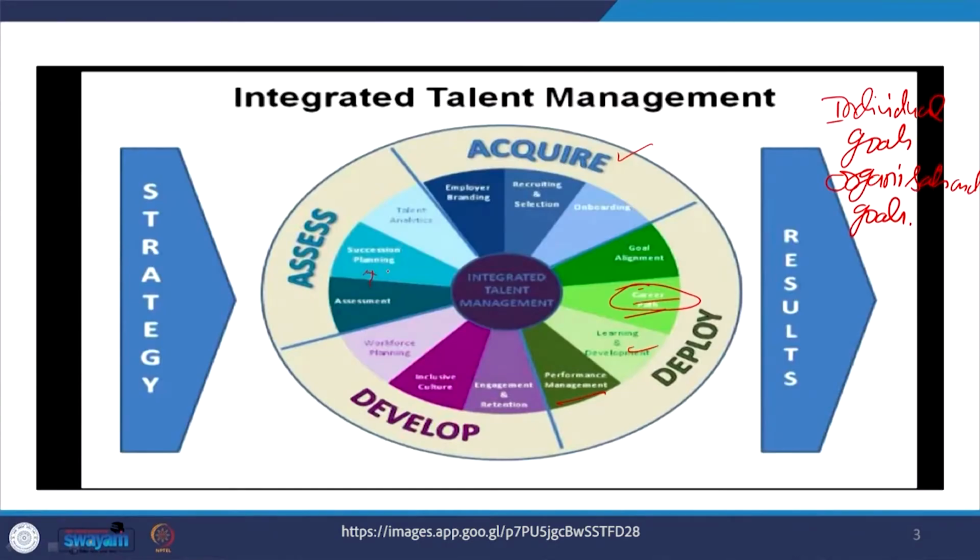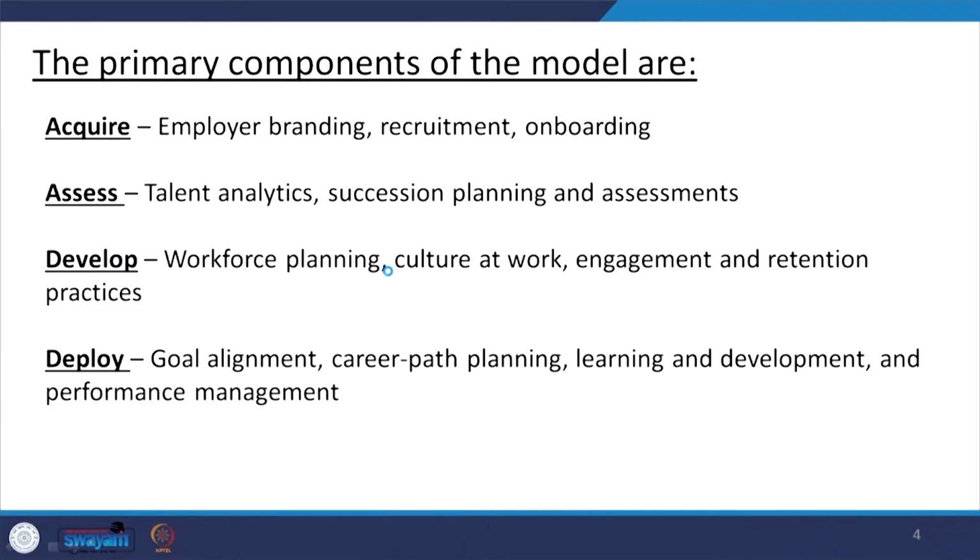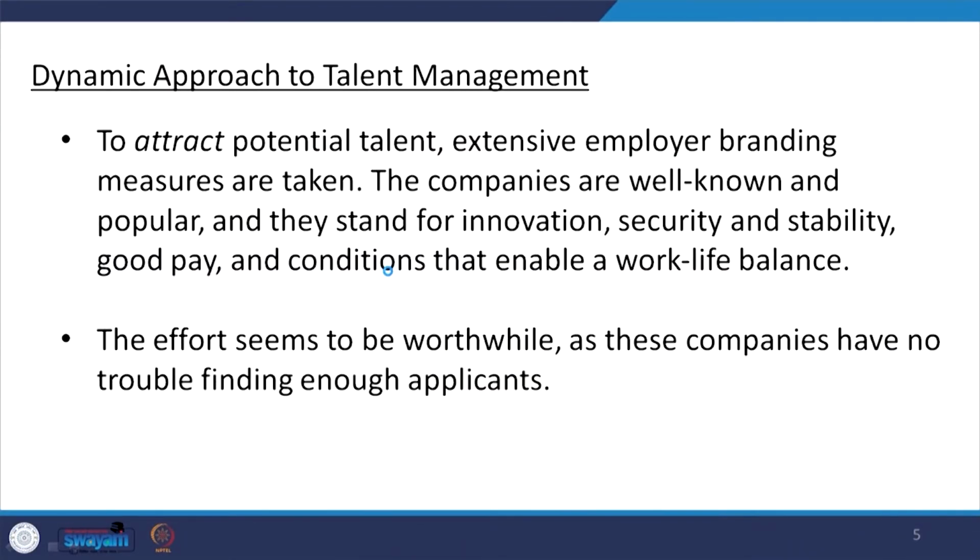So, what should be the strategy? The strategy is to acquire, deploy, develop and assess, as a result of which what will be the results? You will get the right candidate at the right place. So, this is all about integrated talent management. Acquire, assess, develop and deploy, career path, learning and development, I have already mentioned. So, I will go to this.